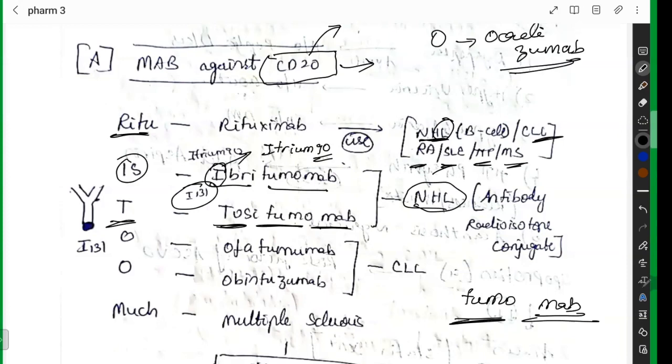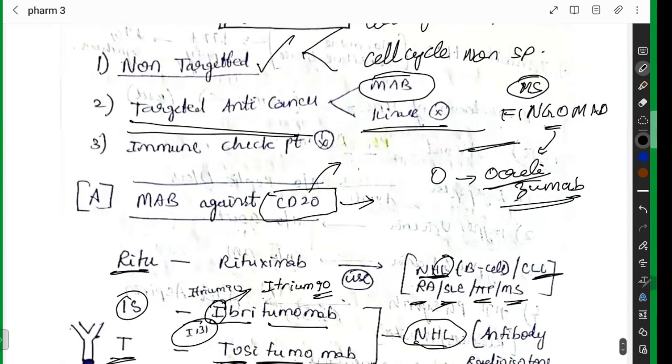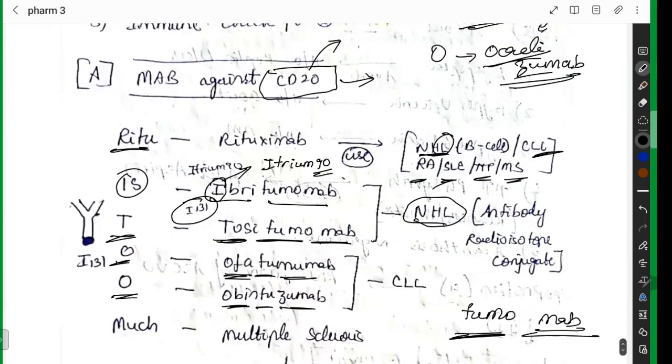So rituximab, Ibritumomab, Tositumomab, and what does O stand for? O stands for ofatumumab, and another O stands for obinutuzumab. And what is the other O? Ocrelizumab. Remember rituximab, Ibritumomab, Tositumomab, and ofatumumab. Tumu is nothing but tumor. Mab is a monoclonal antibody. Then you have obinutuzumab and ocrelizumab.